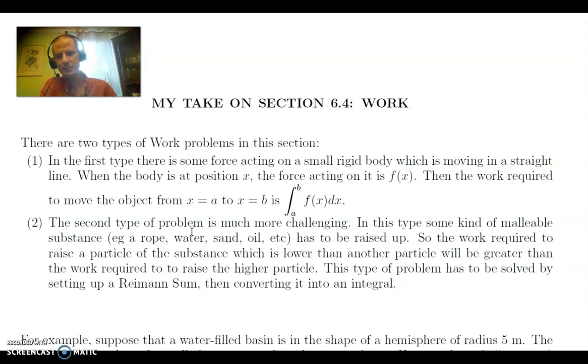So in this case, we can still think about the work required to move a small amount of water at the bottom and the work required to move a small amount at the top, but it's going to be different. So this type of formula doesn't even apply here. You don't have an object moving along a straight line. What you really have is just some substance with different amounts of work required to move different parts of the substance.